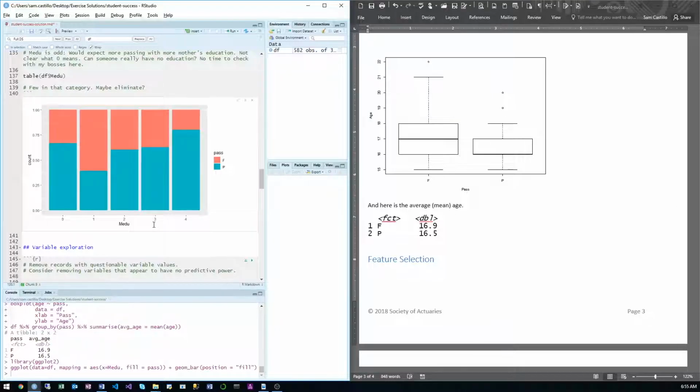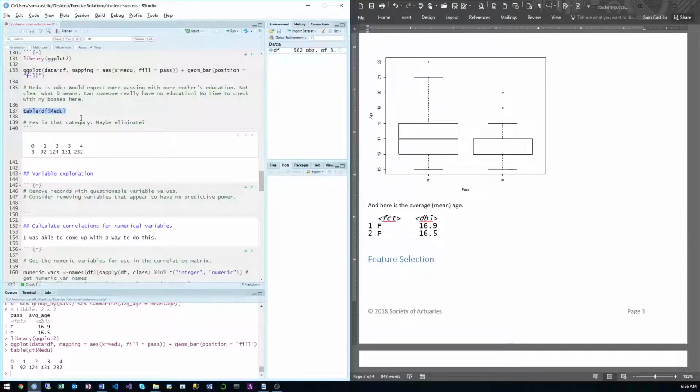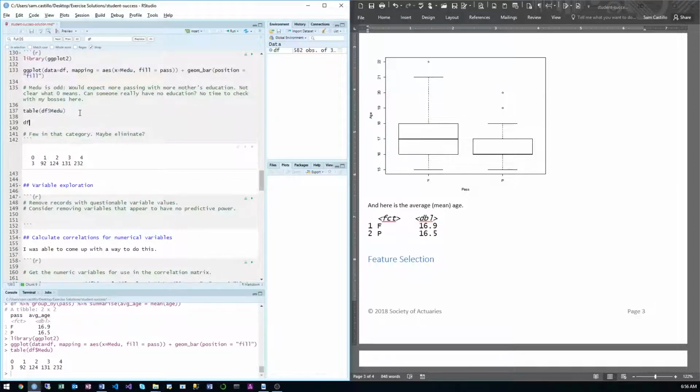Mother's education versus pass and failure. Oh, okay. We haven't looked at this graph yet. MEDU is odd. I would expect more passing with more mother's education. Not clear what 0 means. Can someone really have no education? No time to check with my bosses here. Few in this category.